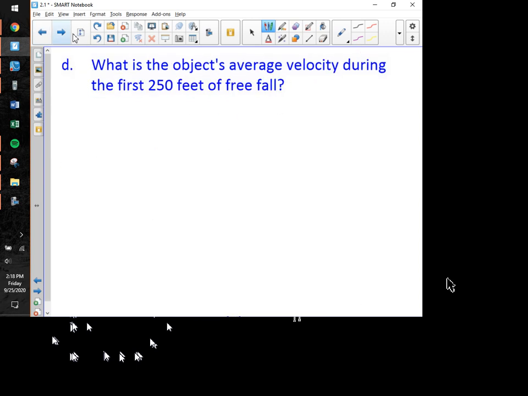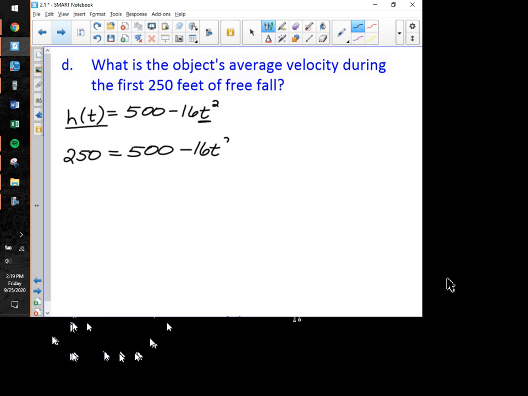So back to it, guys. We are once again going to use that initial function that h of t was equal to 500 minus 16t squared. And we now want to know what time value is going to give us a height of 250. So that will be set equal to 500 minus 16t squared. I'll bring the 16t squared left, I'll bring the 250 right. So 16t squared equals 250. So t then is going to be the square root of 250 divided by 16.